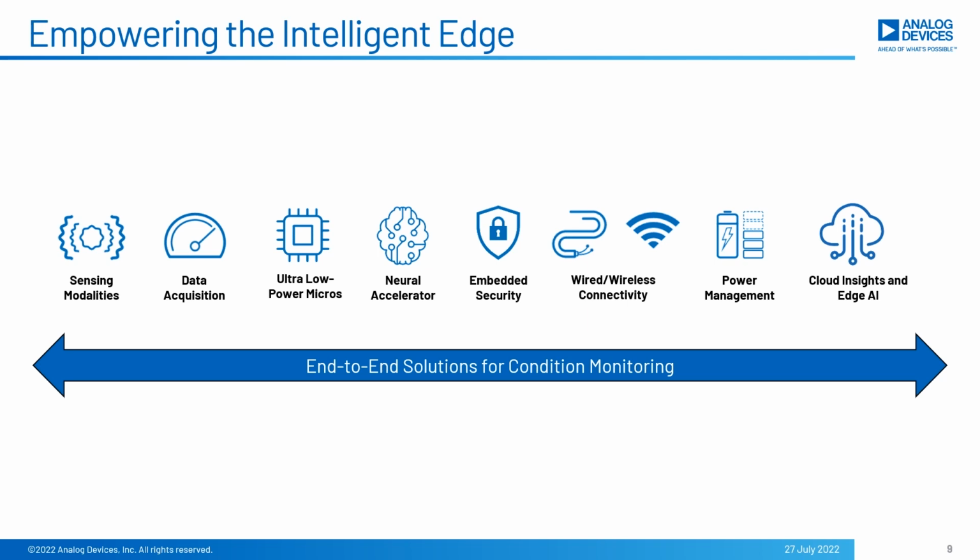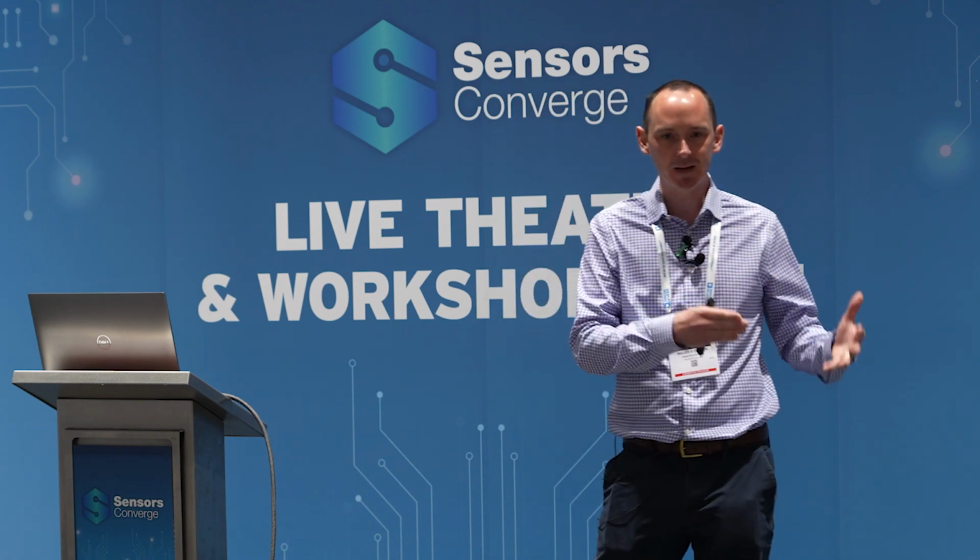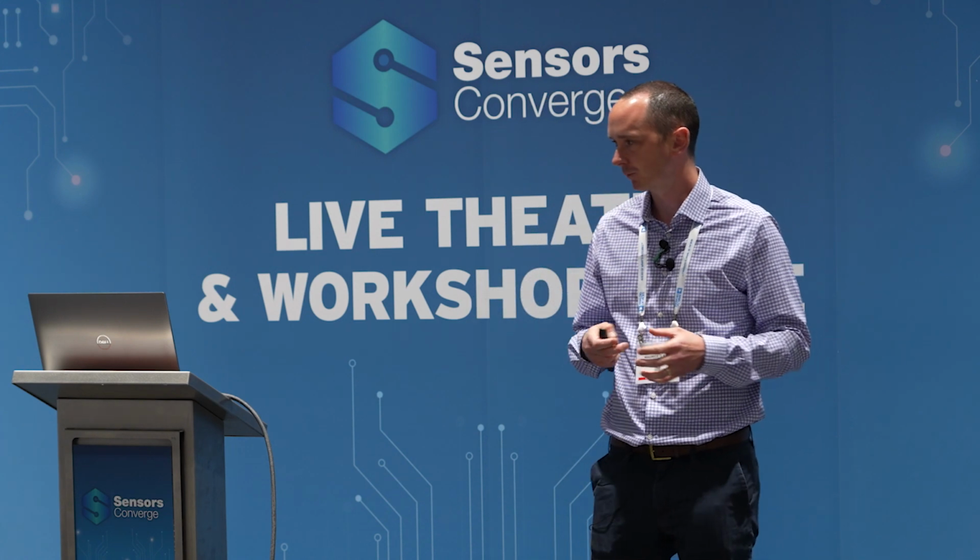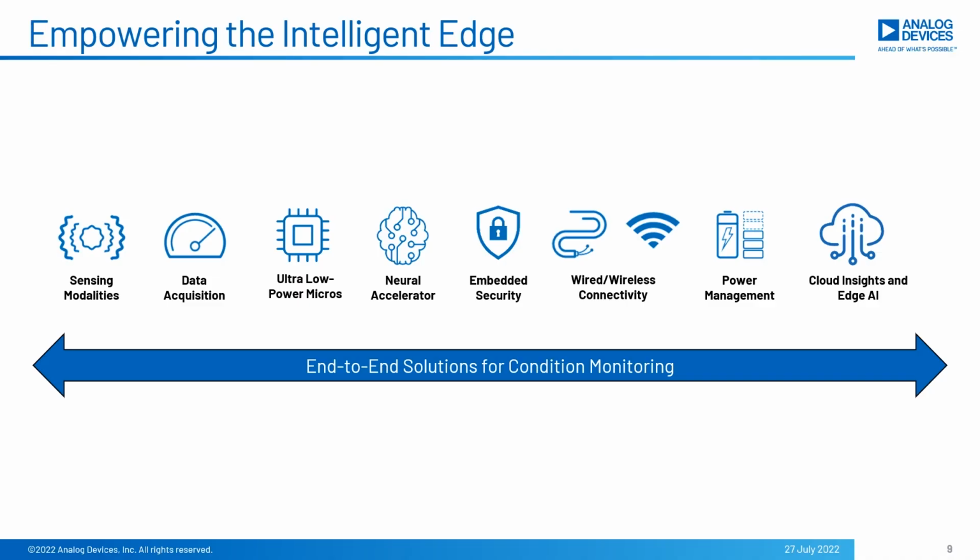where we use ultra-low power microprocessors to generate asset health data. Then we look to use, for example, a neural accelerator at the edge to extract insights, to do anomaly detection. So we're moving from data to insights. We're using embedded security to secure the communications. We're using authenticators for secure commissioning.